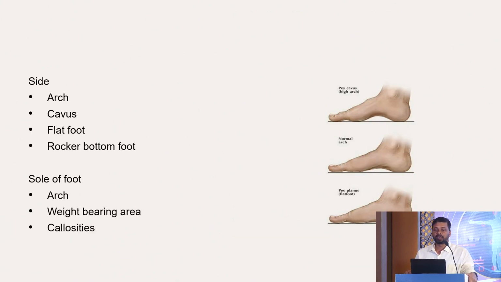And these are arches from the side. We'll see the arches, whether there is a cavus deformity or flat foot or rocker bottom foot. And don't forget about the examination of the sole also. So we can get the idea about the sole, which is the weight bearing area while walking, and callosities, different types of callosities, and which part of the foot is bearing more weight, that part will develop more callosities.